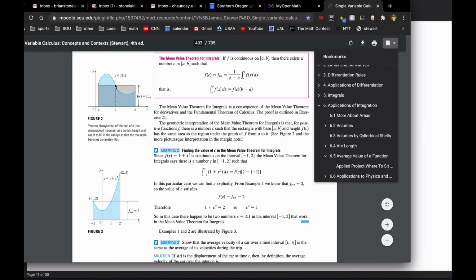And therefore the function must intersect with this pink line, so there must be an x value in between a and b so that the height at that x value is equal to f average. For me, this picture is better than any proof that I could read about this. I can think about this picture in my mind and say, yeah, that makes sense, it would have to be. That's the mean value theorem for integrals.